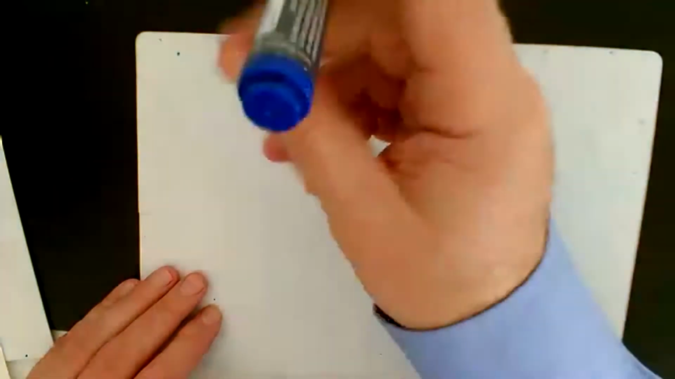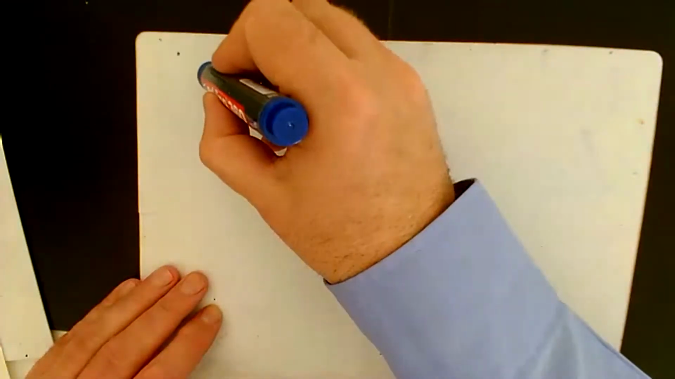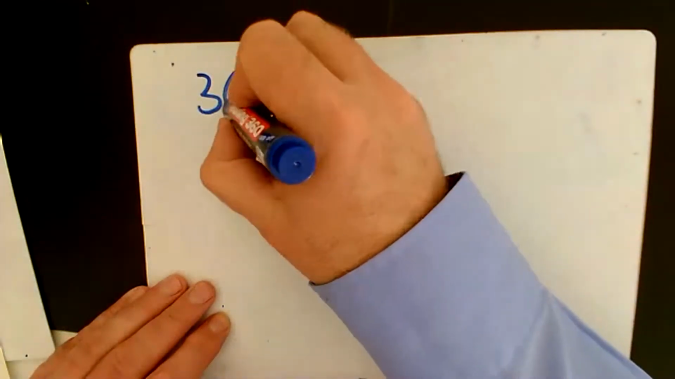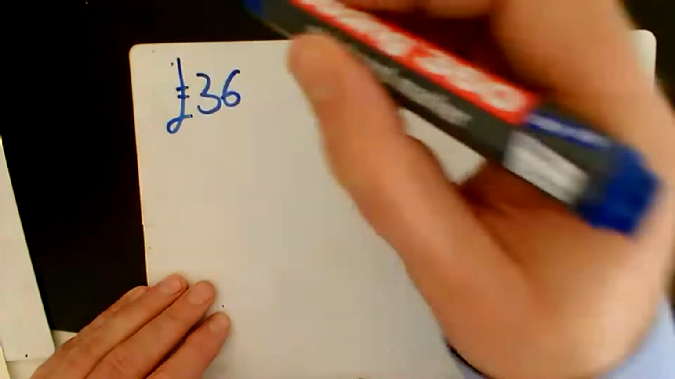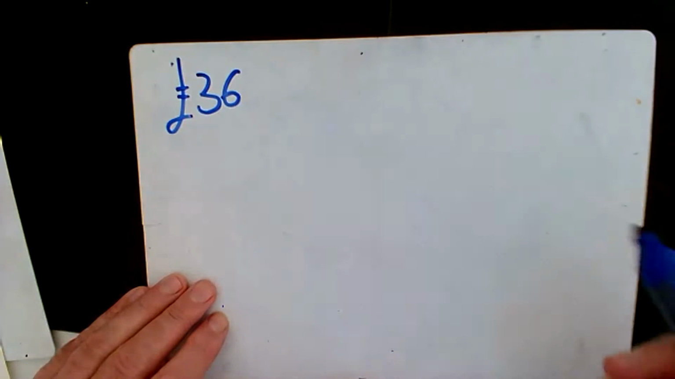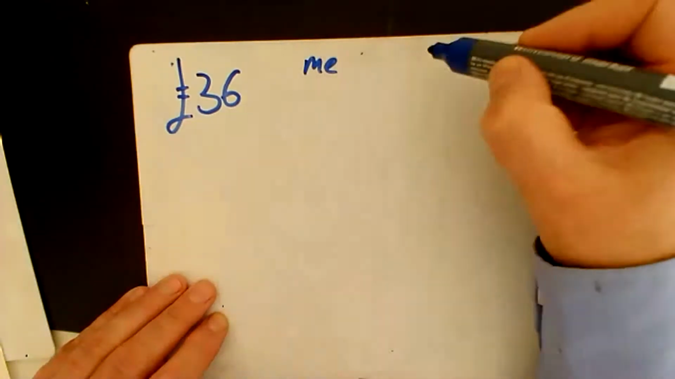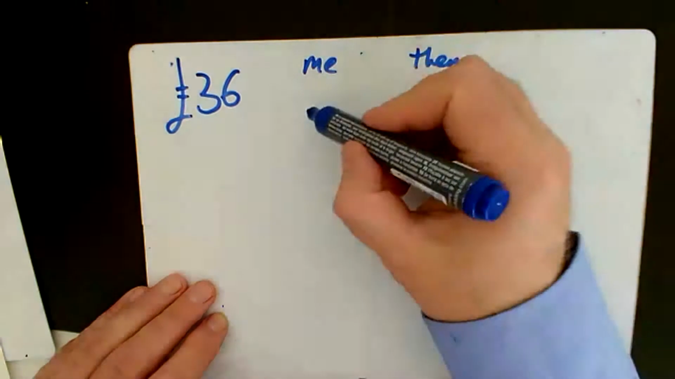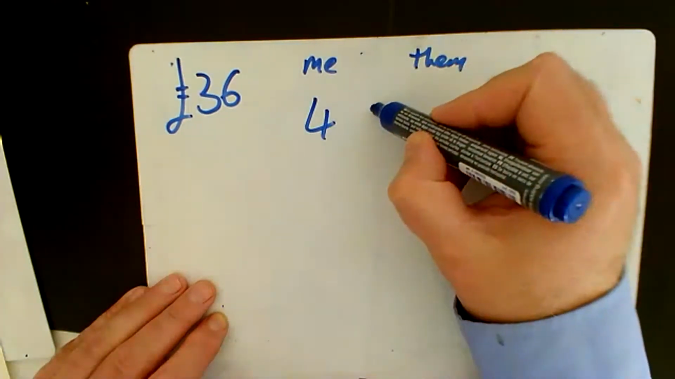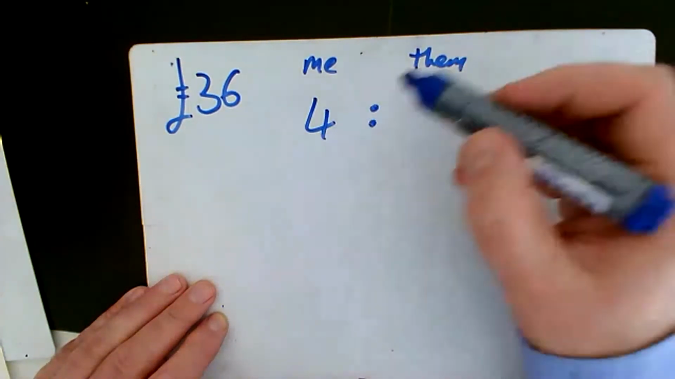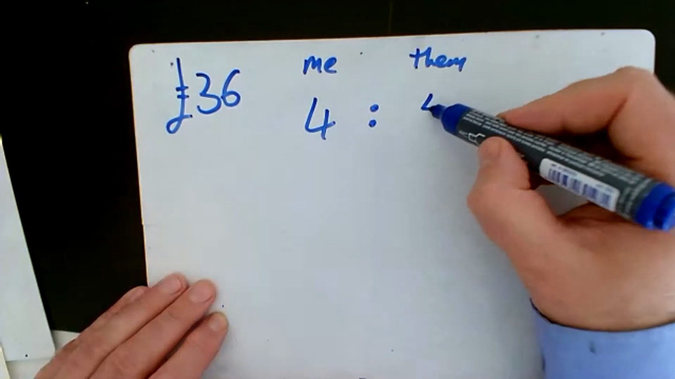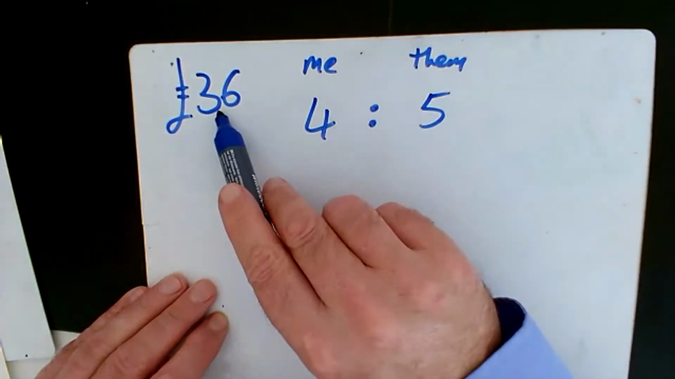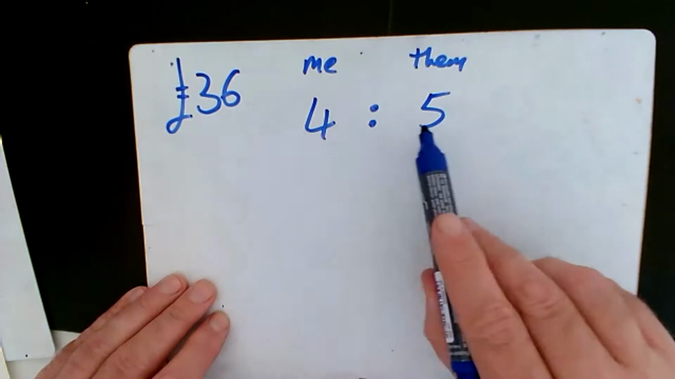Okay, and then £36. I went out for a meal, obviously this was before lockdown, with a friend and spent £36. But they had a dessert and I didn't, so the ratio was 4 to 5. For every £4 that I spent, they spent £5. So I need to share this £36 between myself and them.